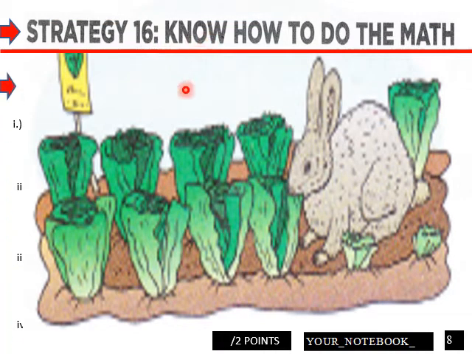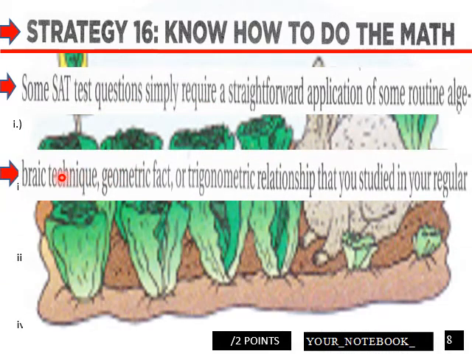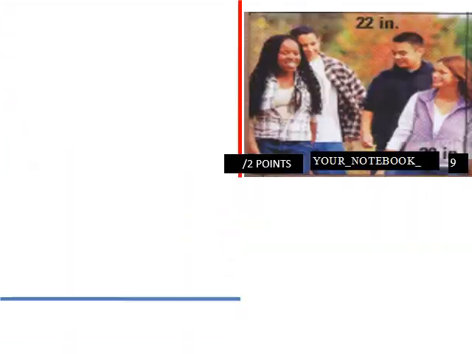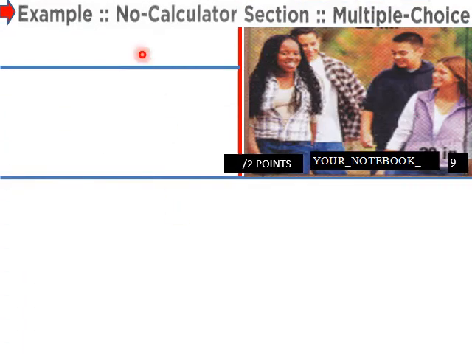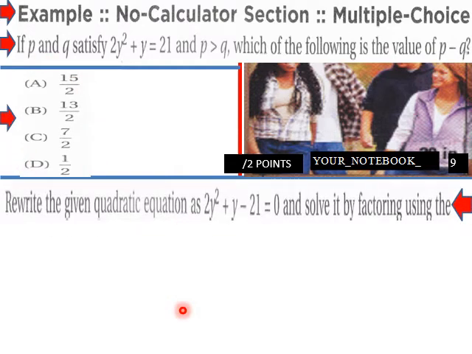Strategy 16: Know how to do the math. Some SAT test questions simply require straightforward application of some routine algebraic technique, geometric fact, or trigonometric relationship that you studied in your regular math classes. Example, no calc section. If p and q satisfy 2y squared plus y equals 21 and p is greater than q, which of the following is the value of p minus q? And then we have this array here.